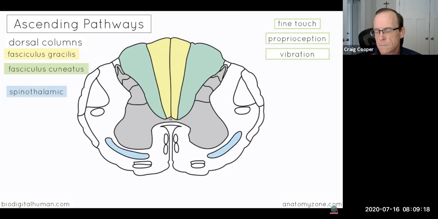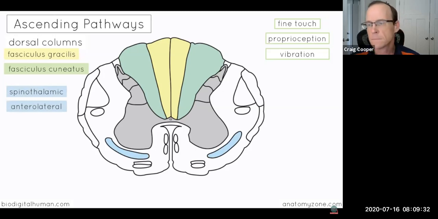So these I've just highlighted in blue. And the spinothalamic tracts are also known as the anterolateral tracts, as they sit anteriorly and laterally in the spinal cord. And some texts will refer to distinct anterior and distinct lateral tracts, but almost invariably there is some intermingling of fibers between the anterior and lateral tracts. So on this diagram they're represented as one tract.